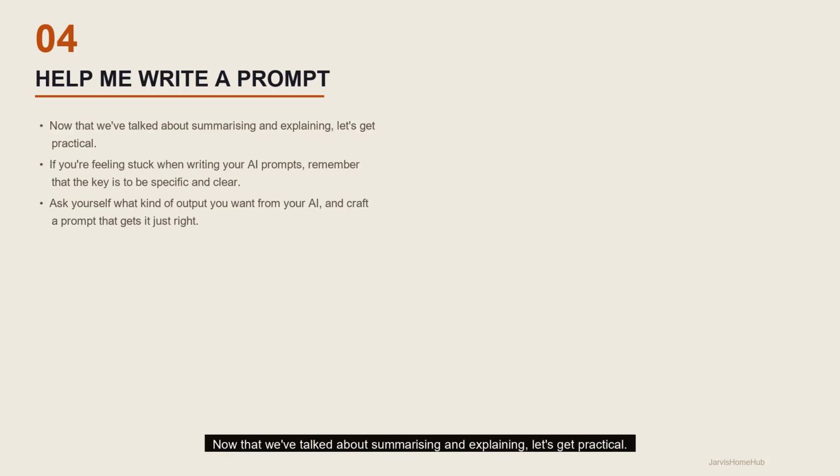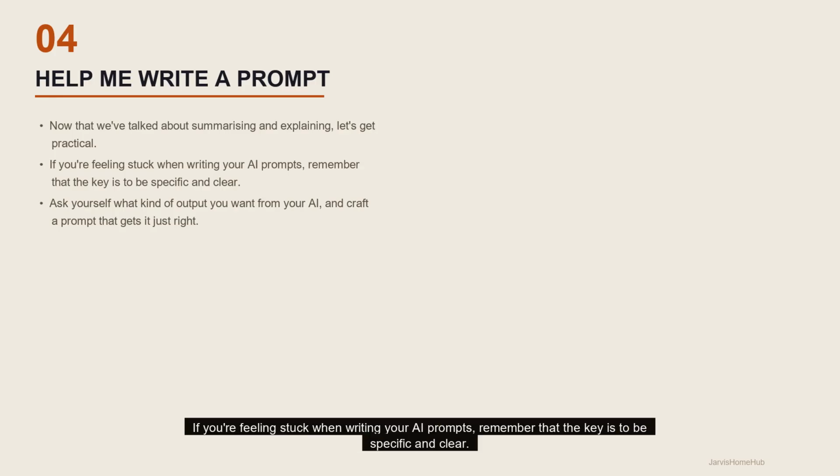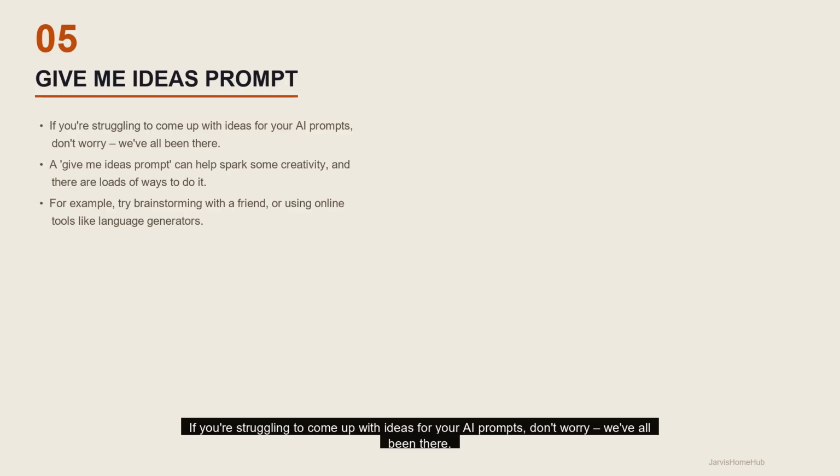Now that we've talked about summarizing and explaining, let's get practical. If you're feeling stuck when writing your AI prompts, remember that the key is to be specific and clear. Ask yourself what kind of output you want from your AI, and craft a prompt that gets it just right. If you're struggling to come up with ideas for your AI prompts, don't worry, we've all been there. A Give Me Ideas prompt can help spark some creativity, and there are loads of ways to do it. For example, try brainstorming with a friend, or using online tools like language generators.